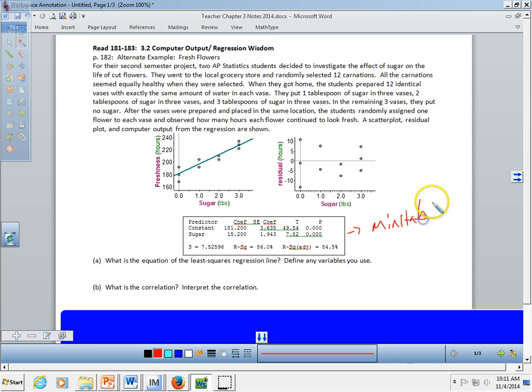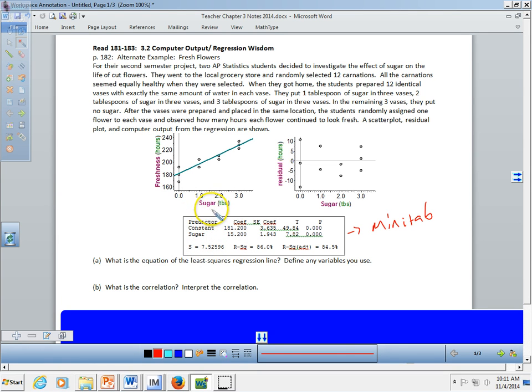And you'll be given this, and it might come from Fathom, and we'll see some computer outputs from Fathom too, but the only thing we've got to worry about right now is where do we pull all the information we need from here, okay? For example, what is the equation of the least squares regression line? Define any variables you use, okay? Well, which one is the explanatory variable? Which one is the response variable? We should be able to figure that out pretty quick.